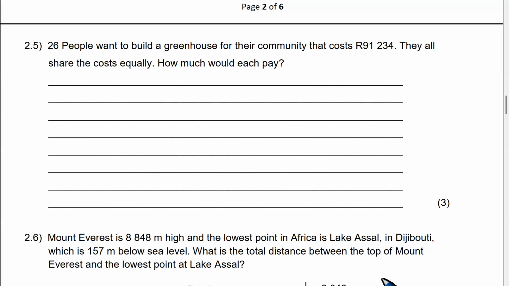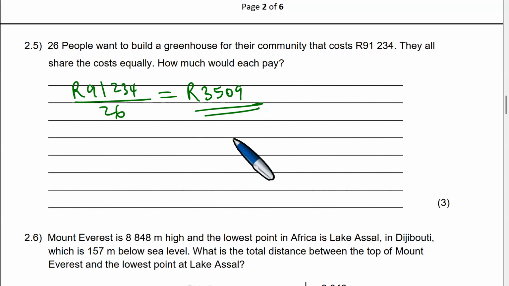Okay, what's the answer, Lindsay? Says the answer 3,000. Wait, 3,509. How did you get it, Lindsay? So you had to divide. That's correct. So if you take 9, 1, 2, 3, 4, you divide by 26. What is the answer? 3,509. So each one is going to pay 3,509. Okay.